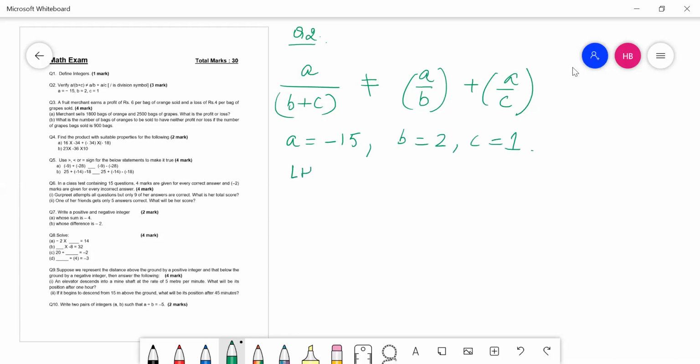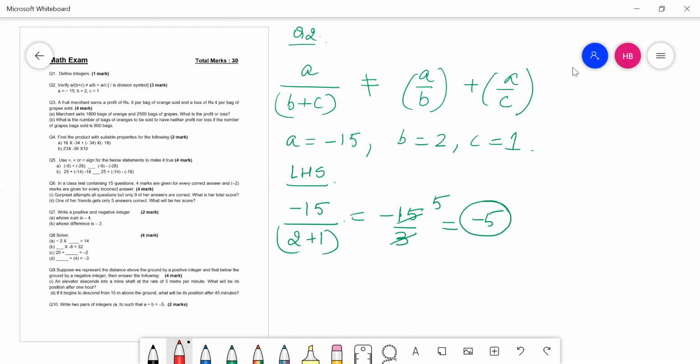I'm going to solve my LHS part. After putting down the values, my A is minus 15, B is 2, my C is 1, so B plus C is 3. So my answer will be minus 15 by 3, which is equal to minus 5, right? 3 5s are 15, so it will be minus 5. Why minus 5? Because negative divided by positive gives a negative symbol, and 15 divided by 3 gives 5. So my LHS will be minus 5.